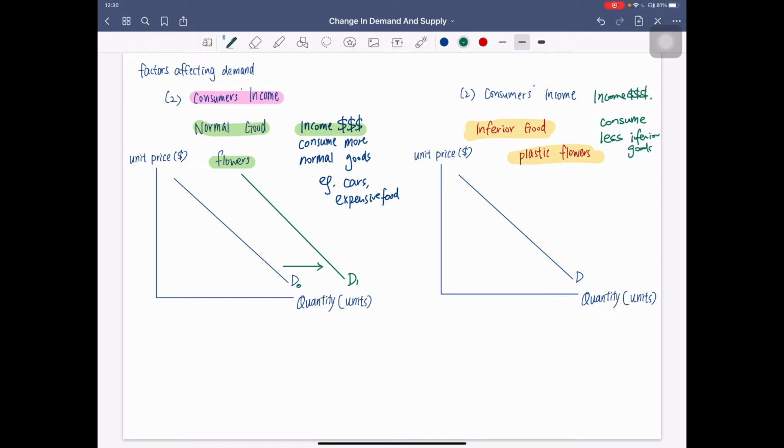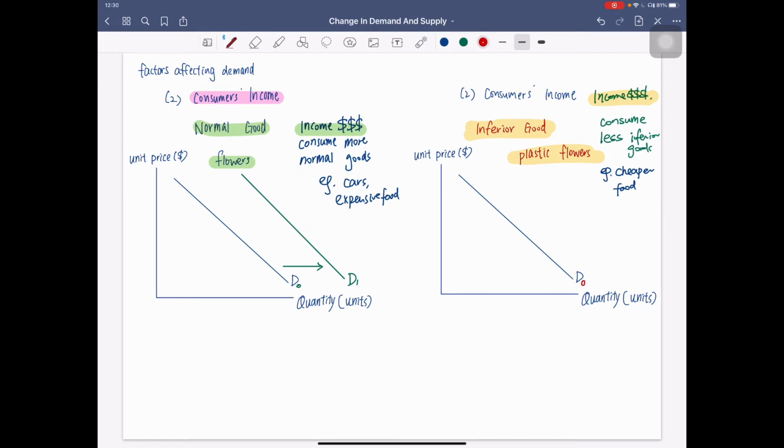So plastic flowers is one of the examples of inferior good. So cheaper food, second-hand clothing, we call it inferior good. Consumers will consume less when their income increases. So what will happen when the income of consumers increases? Consumers, they are going to buy less plastic flowers.